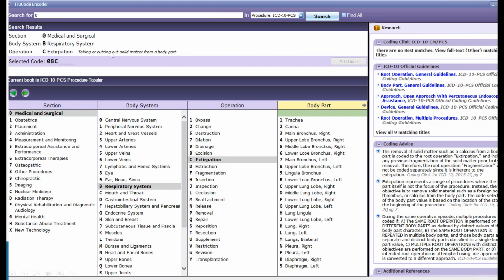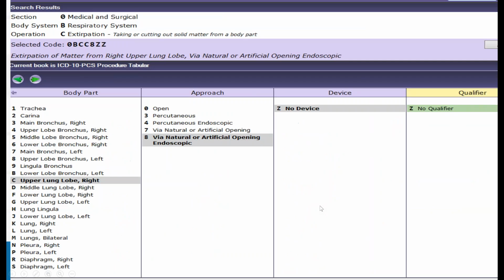That's going to take you to the real table there, and then you pick out the specific body part. Hopefully the documentation shows you there. And then from the specific body part, you pick out the approach, again, knowing your definitions there, and then from there you would follow your row across, and whether there's no device or there is a device, and then the qualifier to get a fully functioning 7-character code.